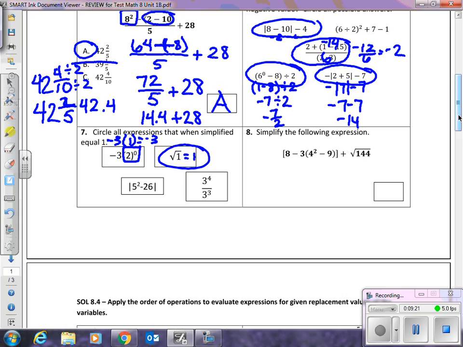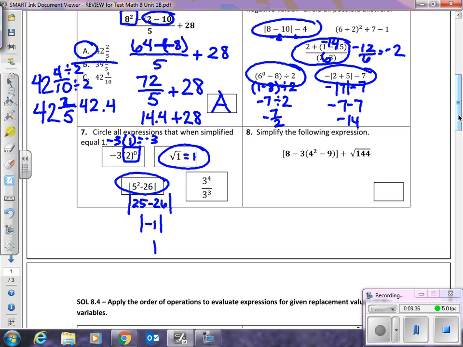If you go down to the next one, the absolute value, you want to do exponents first. So 5 squared is 25 minus 26 in those bars. 25 minus 26 is negative 1, but it's the absolute value of negative 1, which is positive 1. So that one should be circled.